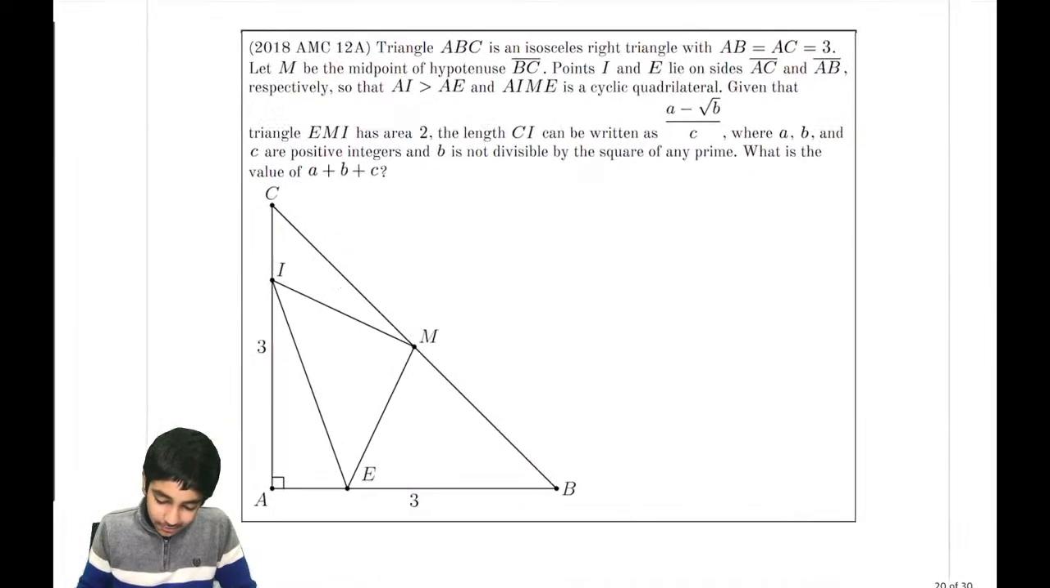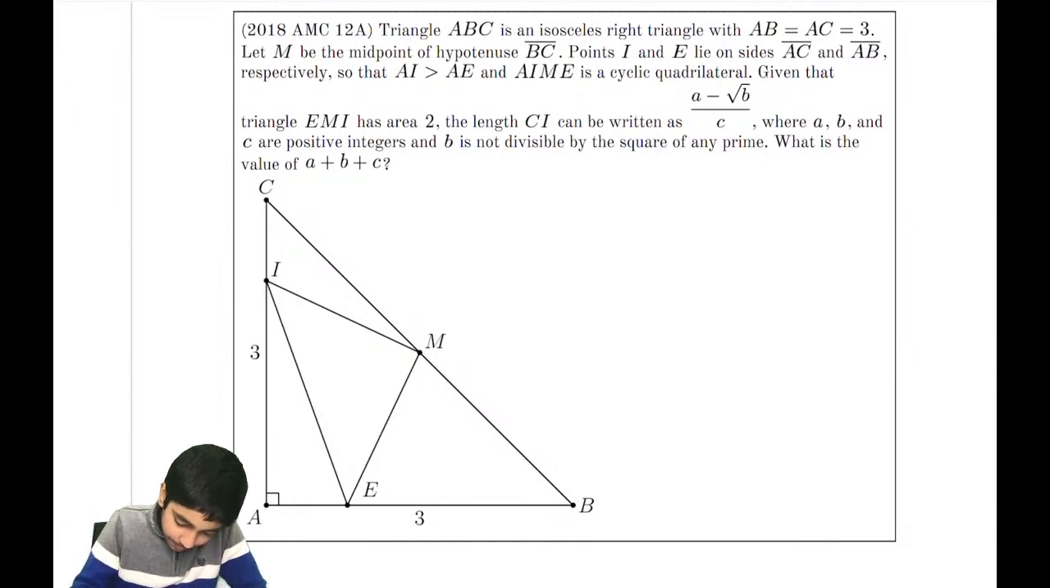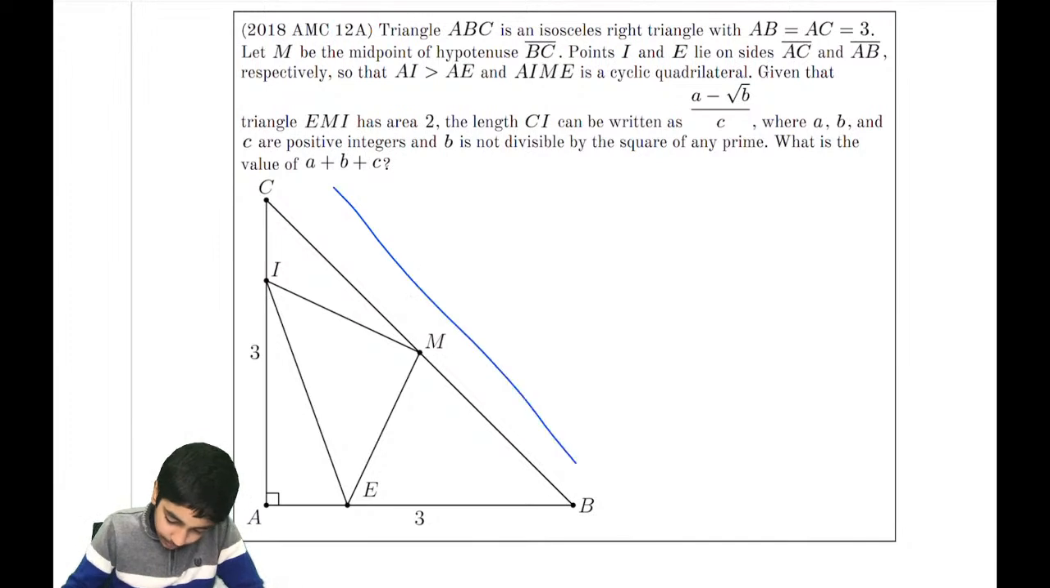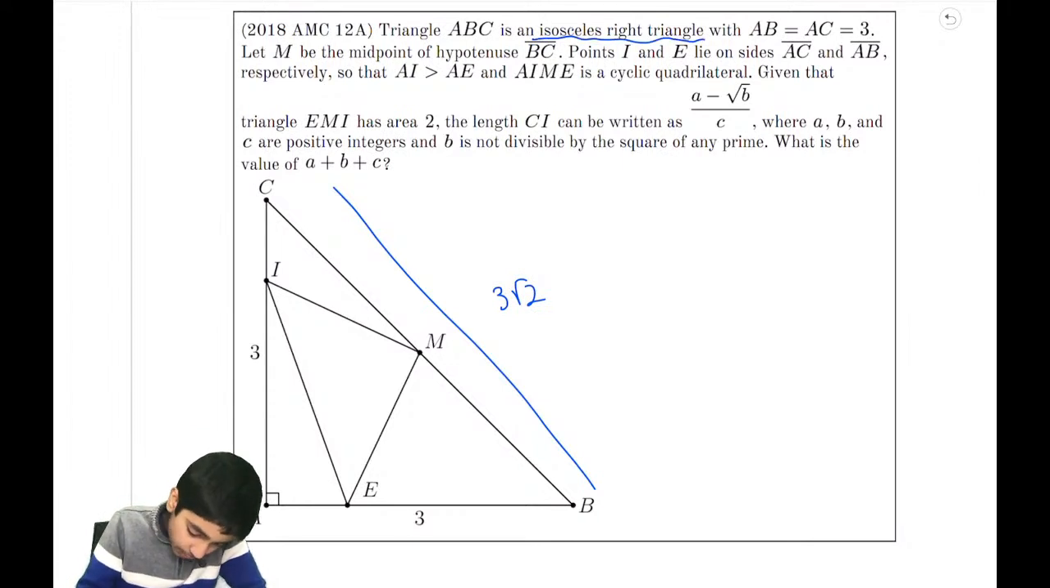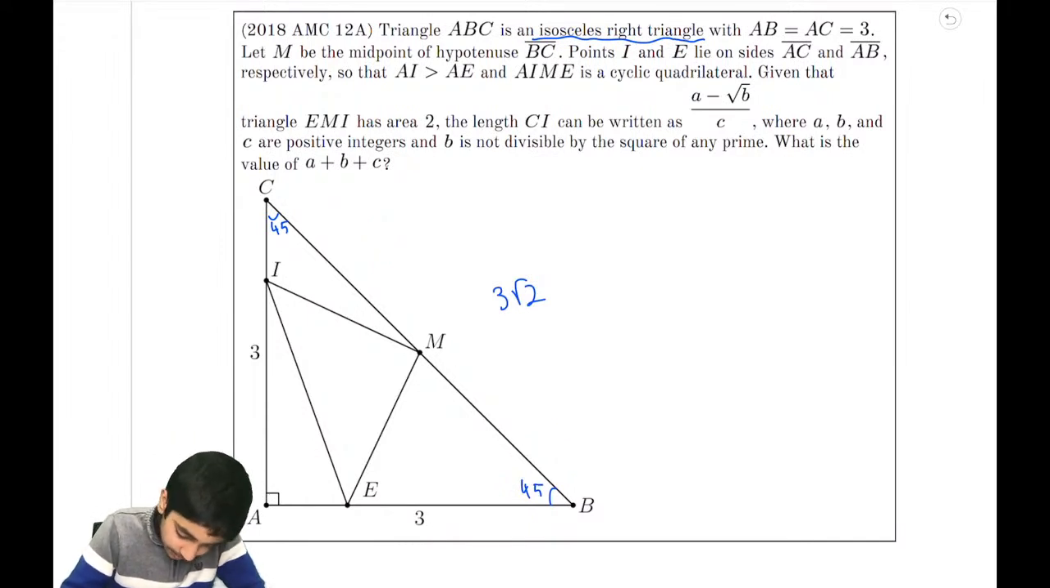So, triangle ABC is an isosceles right triangle with AB equal to AC equals 3. Let M be the midpoint of the hypotenuse BC. So immediately you can see AC is 3, AB is 3, CB will have to have a length of 3 root 2 by the 45, 45, 90 triangle. An isosceles right triangle is always going to be 45, 45, 90. So this is 3 root 2, meaning that each individual part is going to be 3 root 2 by 2.